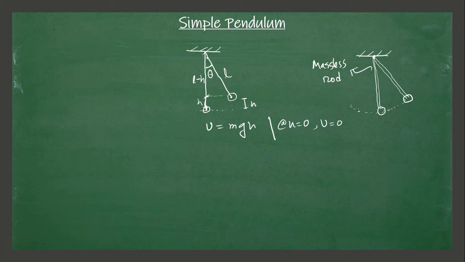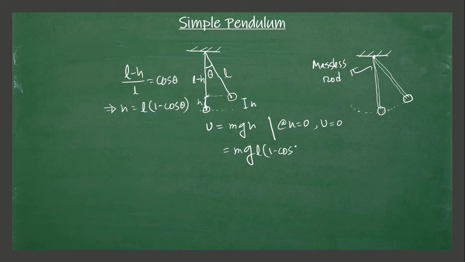So from this triangle we can write (L minus h) over L to be equal to cosine of theta, right? So this gives us, as you can see, h to be equal to L times (1 minus cosine of theta). Okay, so that means we can write down the potential here to be equal to mgL(1 minus cosine of theta). So this is our potential energy.